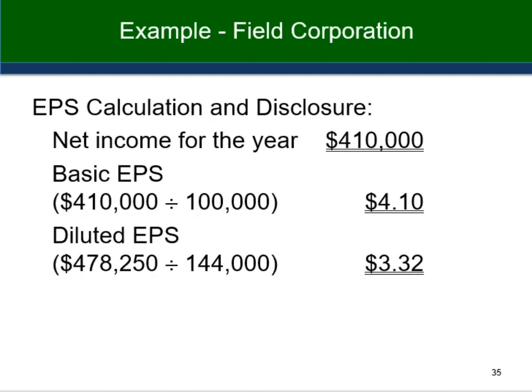So we have 410,000 as our income before the adjustments. Take 410,000 divided by the 100,000 shares which were actually outstanding for the year. That's $4.10. When we calculate the dilution, we increase our income for unpaid interest after tax and divide by the weighted average of potential shares. So 144,000, and that's $3.32. It clearly is dilutive, which means that the amount of the earnings per share goes down if we spread it over more common shares. So we are required to disclose both.